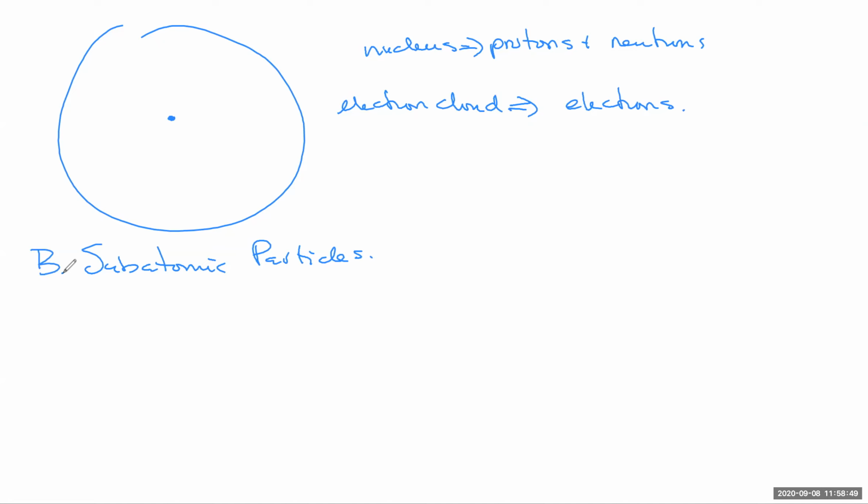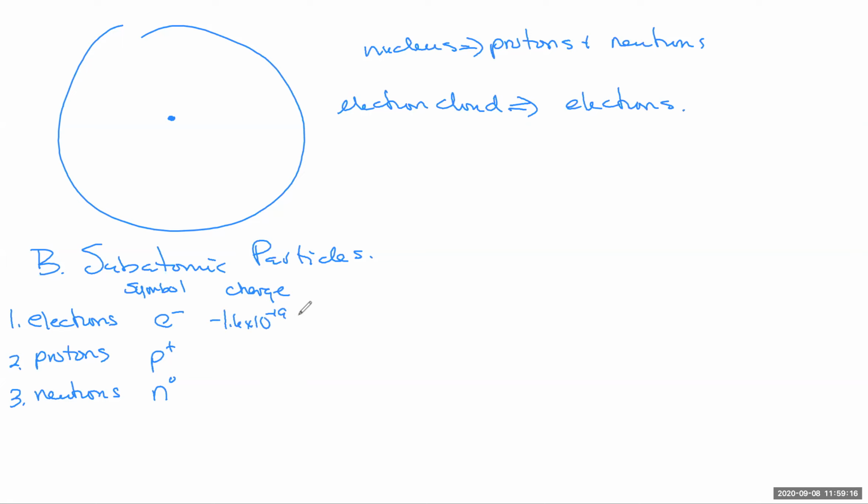And the 3 subatomic particles you need to know about are electrons, protons, and neutrons. And there's a symbol for each. Electron is e minus, proton is p plus, neutron is n with a naught or a degree sign. And if we were to look at their charge, what we'd find is that electrons are negatively charged. They have a charge of minus 1.6 times 10 to the minus 19 coulombs. And protons have a positive charge that happens to be positive 1.6 times 10 to the minus 19 coulombs. And neutrons are neutral. They have no charge.